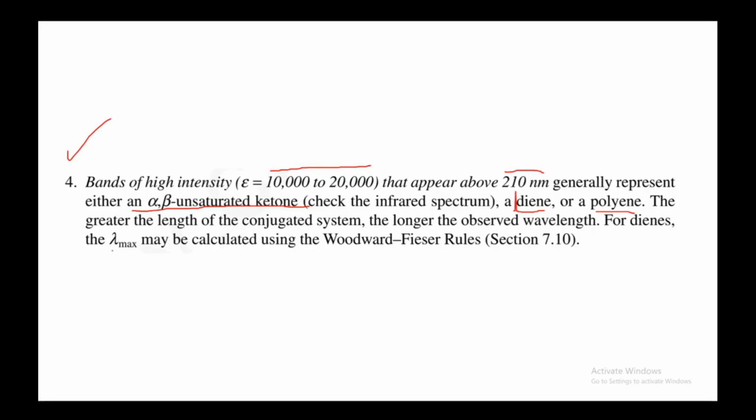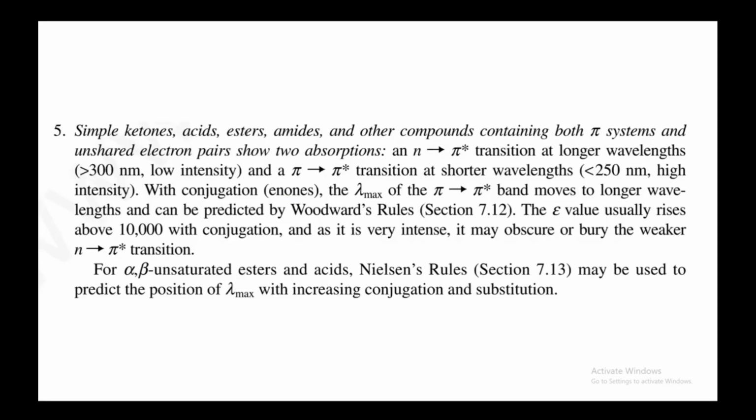For dienes, the lambda max may be calculated with Woodward-Fieser rules. Guideline number 5: simple ketones, acids, esters, amides, and other compounds containing both pi systems and unshared electron pairs show two absorptions: an n to pi star transition at longer wavelength, greater than 300 nanometer, low intensity, and a pi to pi star transition at shorter wavelength, less than 250 nanometer, high intensity.